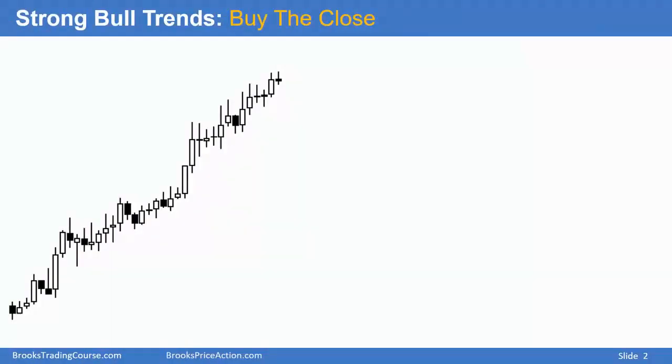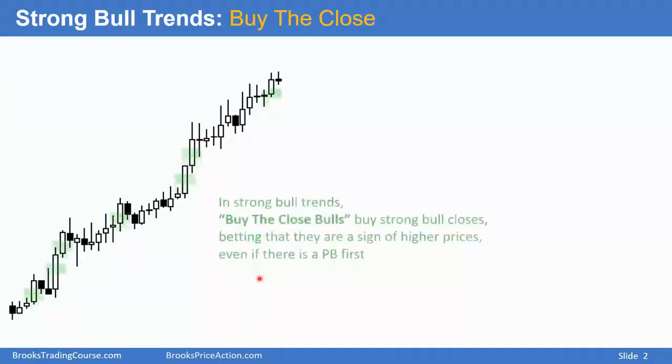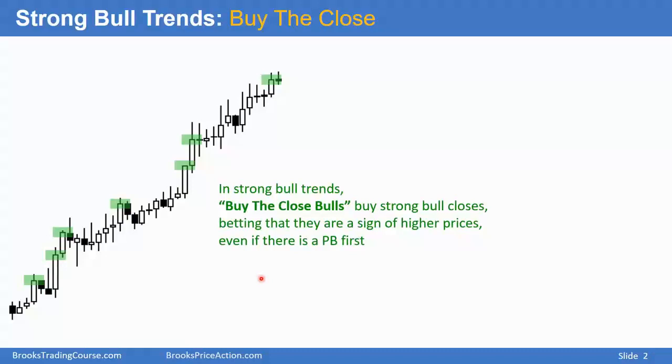Strong bull trend, microchannel beginning here, bull bar, bull bar, bull bar. At some point, you have to decide the market's going higher, and you begin to buy closes. For example, you buy this close, any of these closes, no bear bars, even the first bear bar, you'll buy that close. In strong bull trends, I call it a buy the close bull trend because strong bulls are buying as soon as the bar closes. They're betting that the market is going to go higher, even if there's a pullback first.